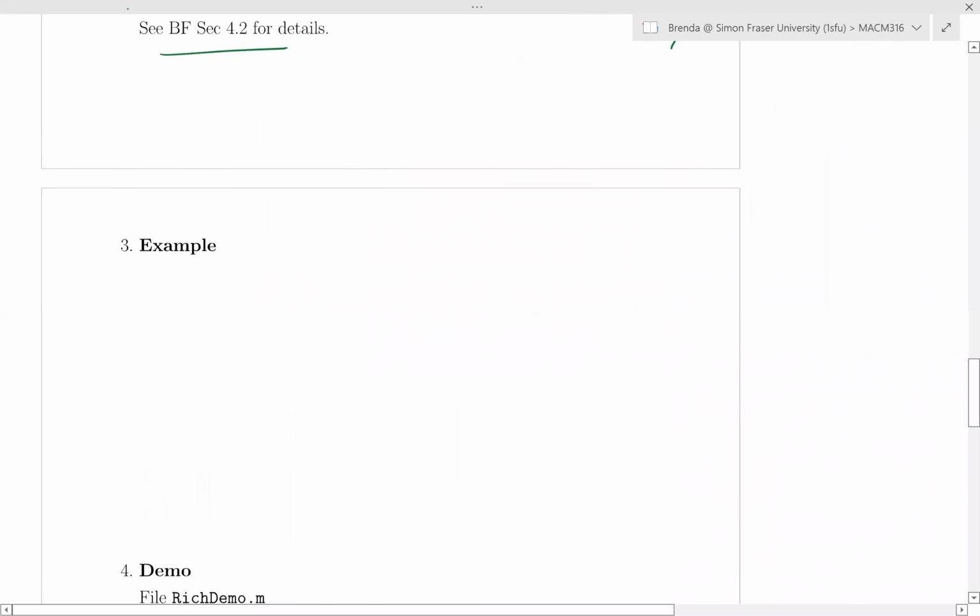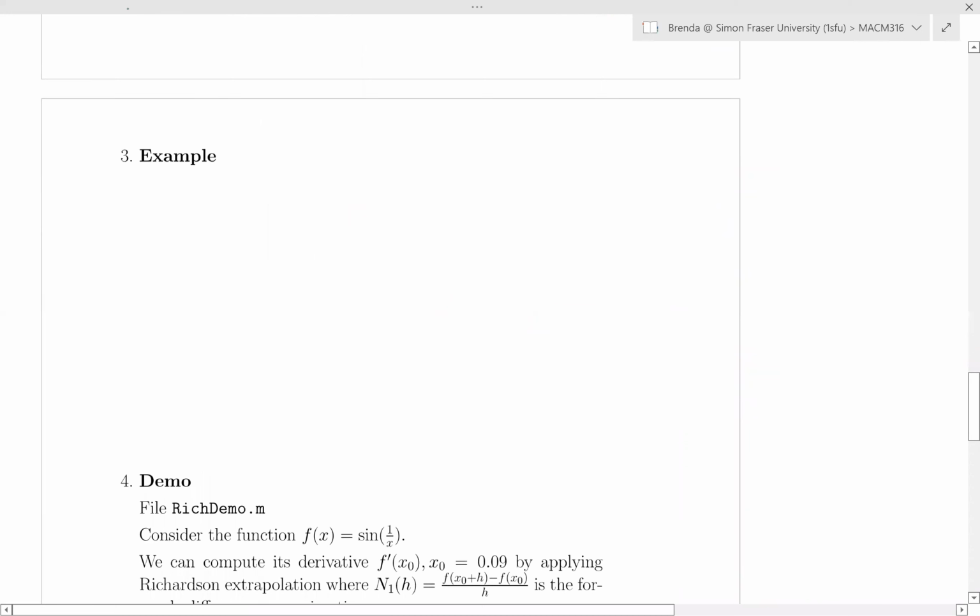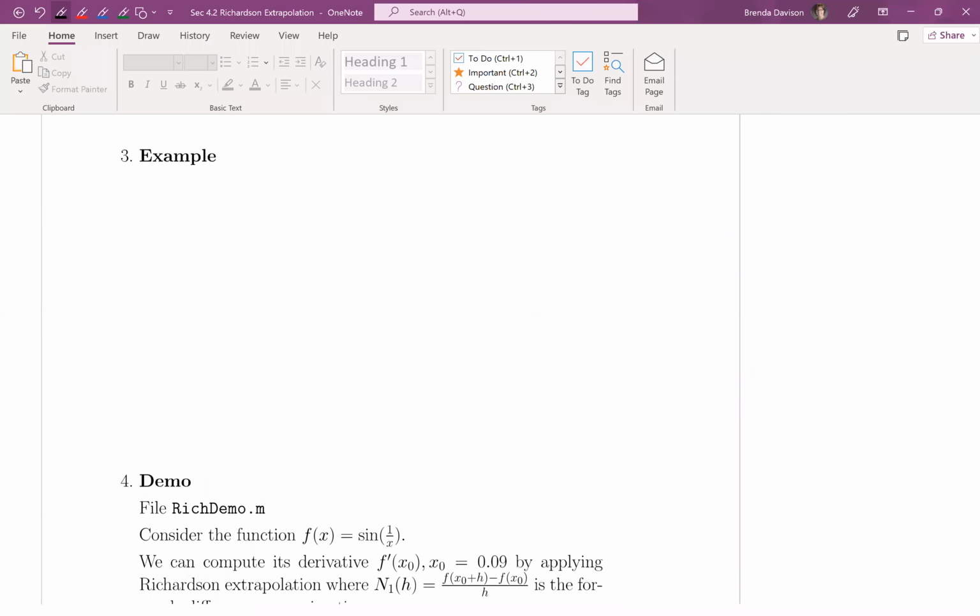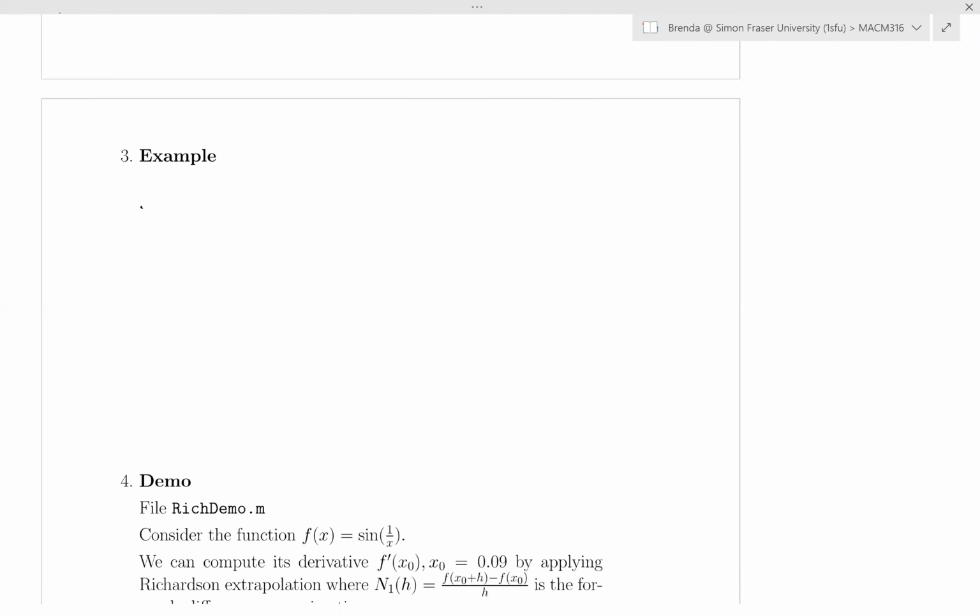Okay, I'm leaving that like that. Okay, I'm going to give you an example here. With a function, you can actually see the accuracy. Actually, I find it really kind of amazing. Okay, so we've got this function f of x.